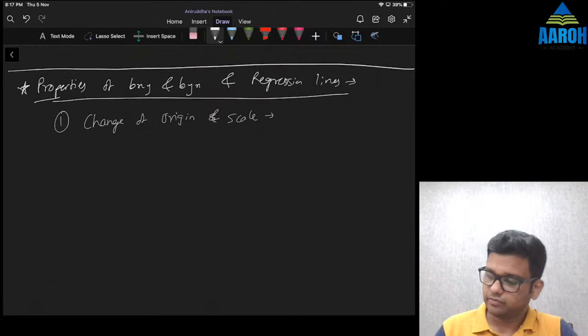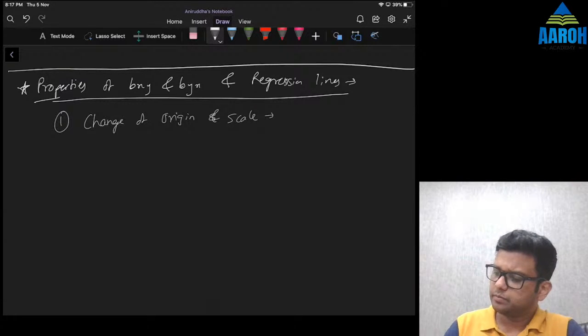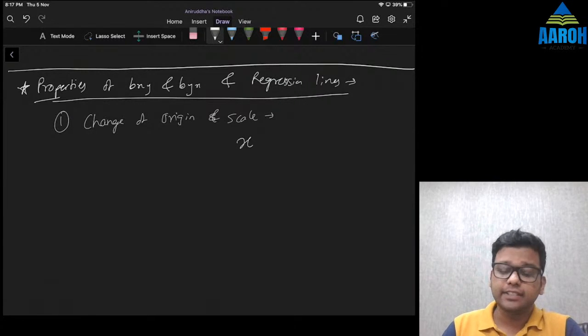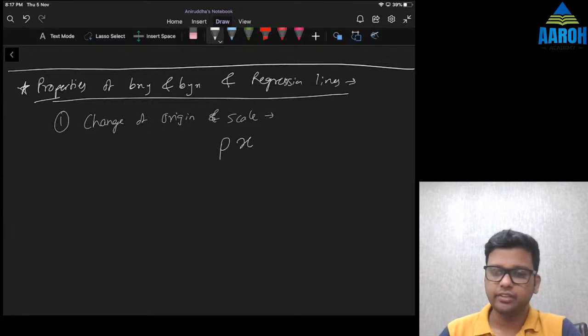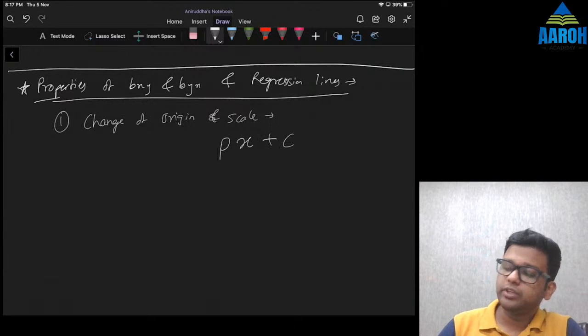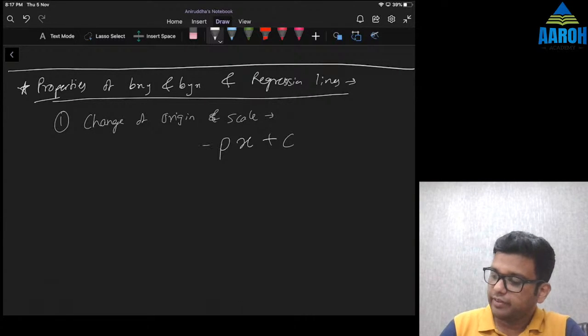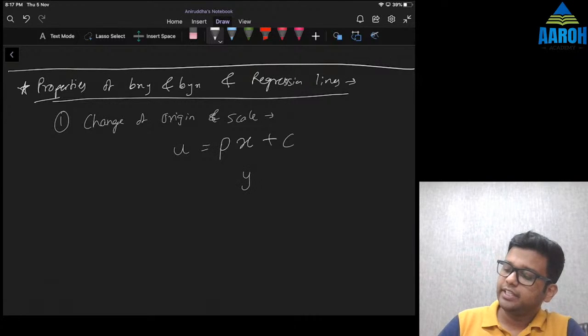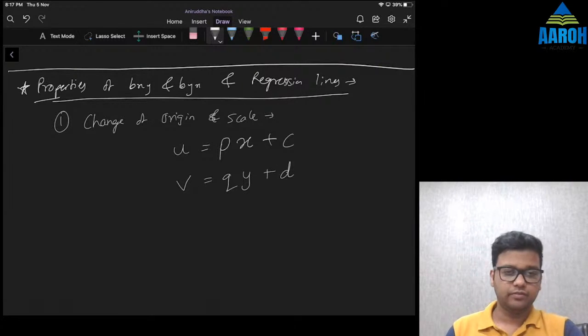Understand very carefully. Let's say for x, we change its scale. Scale means multiplication by, let's say, p. Okay, now we'll not take a and b because we are already taking a and b. And let's say we change its origin by c, and we get a new variable u. Similarly, let's say for y, we change its scale by q and change its origin by d to get v.